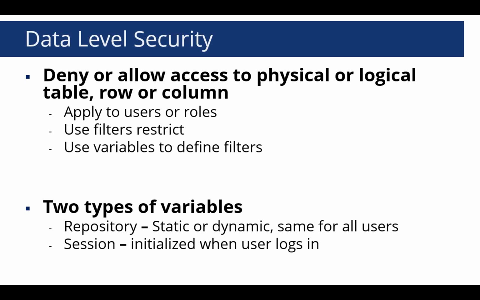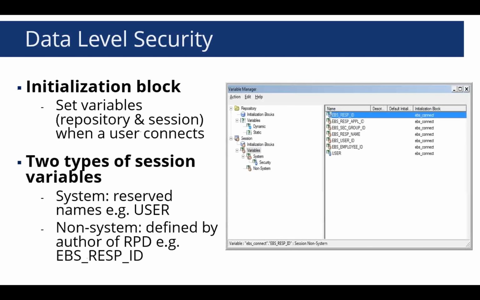There are 2 different types of variables. We have, we'll say, global repository variables as well as session. And as you go thinking about how to define different security filters, how and when you define different variables comes into play. So the initialization block. The initialization block is really key. This is where the variables are set. So if I have, for example, a variable called like eBusiness Suite Responsibility ID, I'm going to populate that through an initialization block. Inside the initialization block, I have some SQL statements.